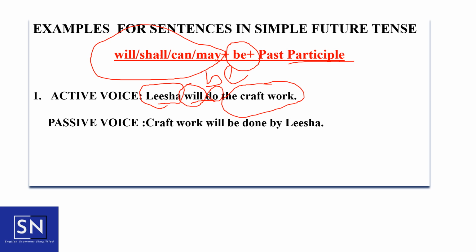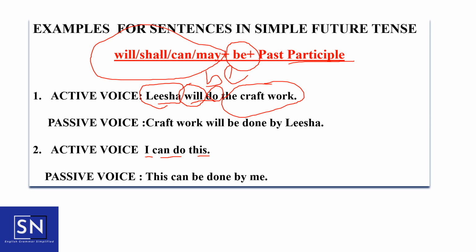Let's discuss one more example here. I can do this. What is the subject? Yes, I. And what is the object? This. And can do is the verb. Do is the main verb. Can is the helping verb. So this can be done by me. Same, the past participle form of do is done.